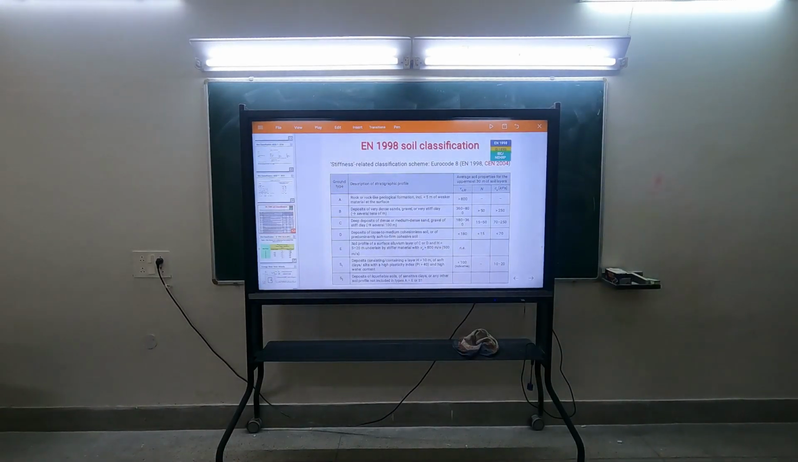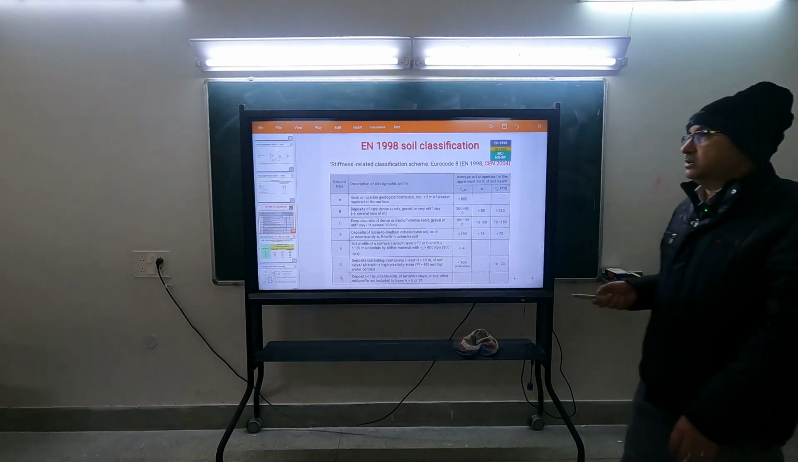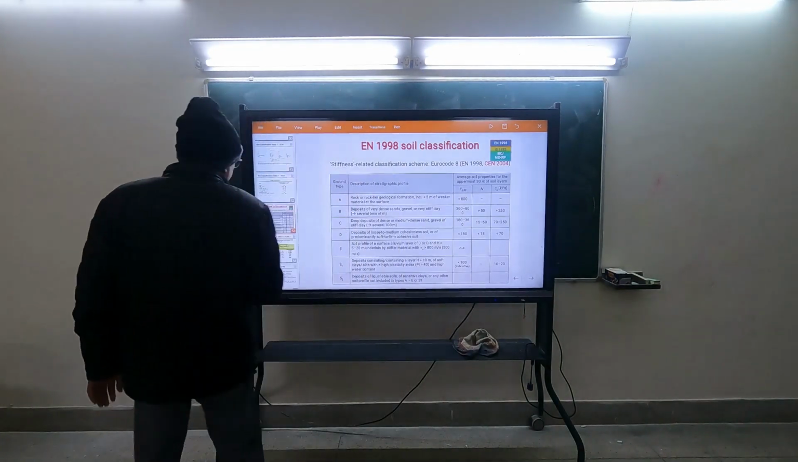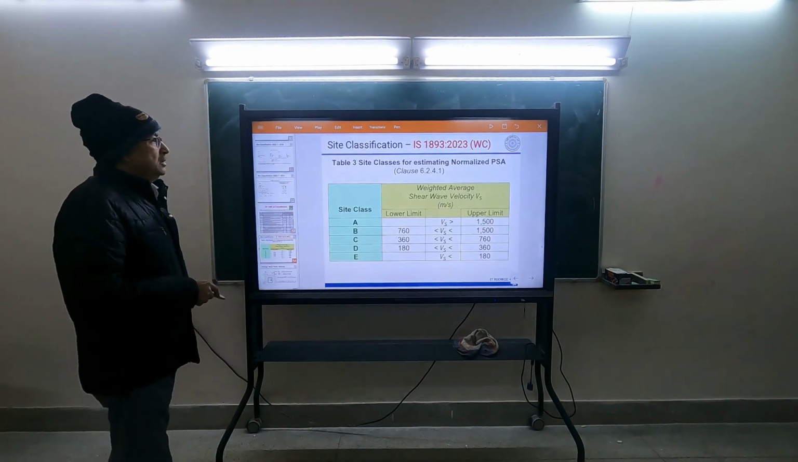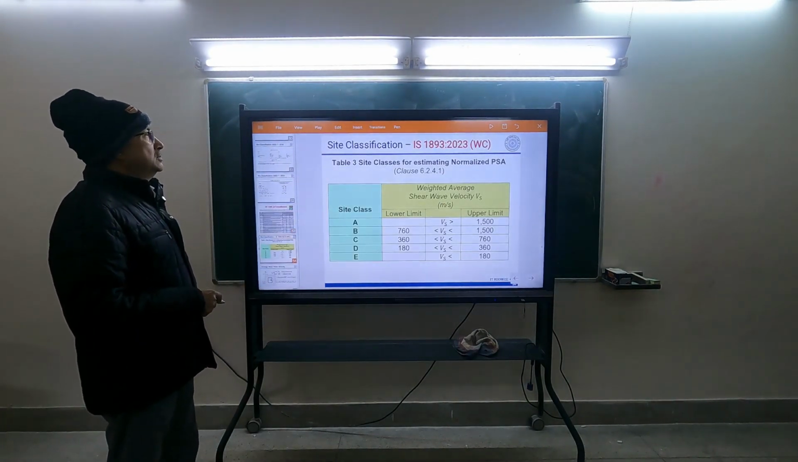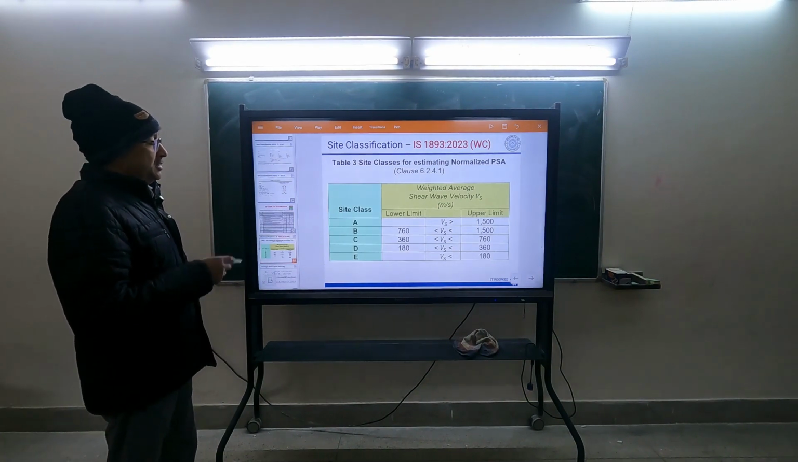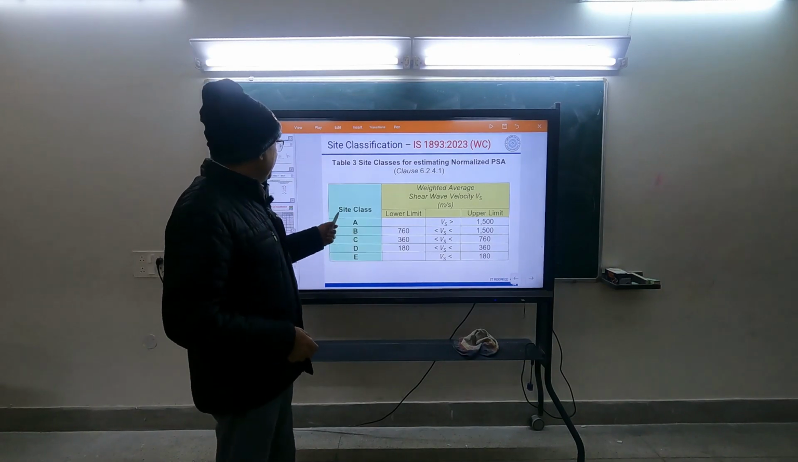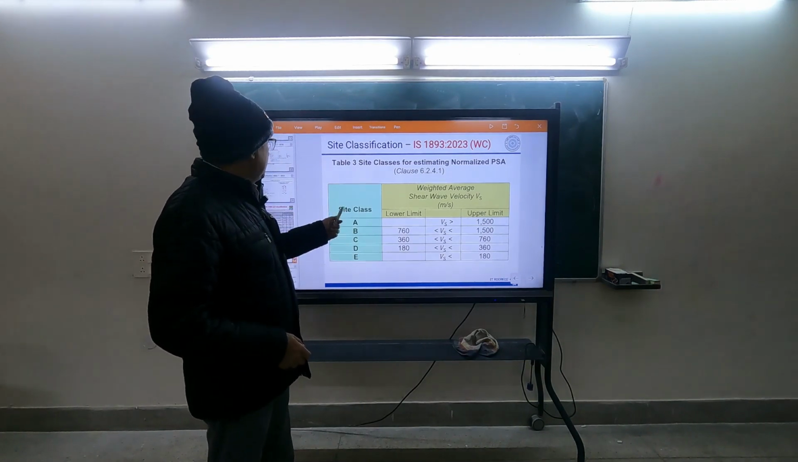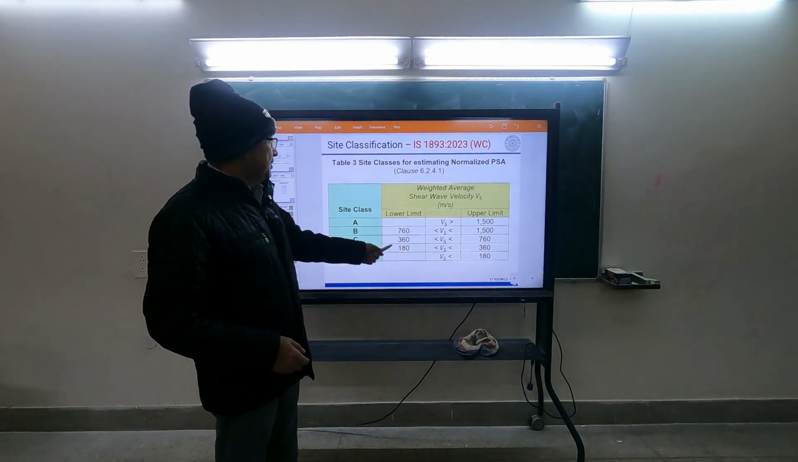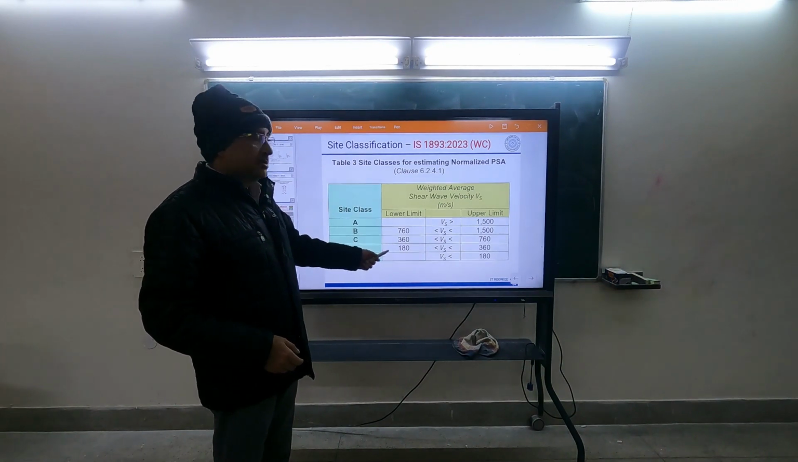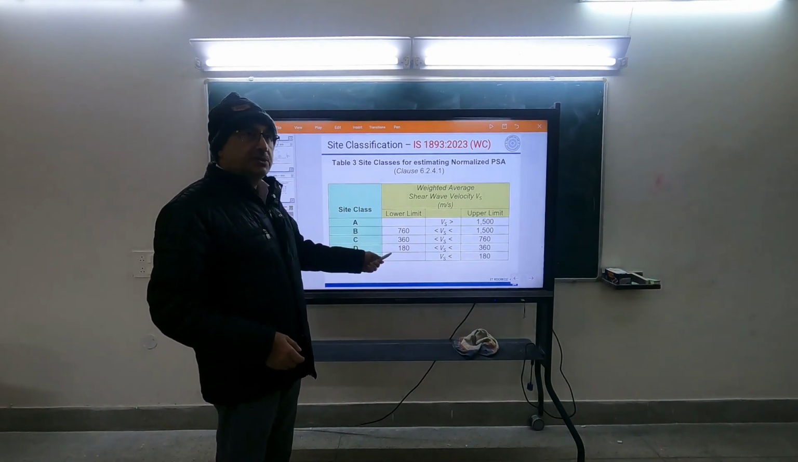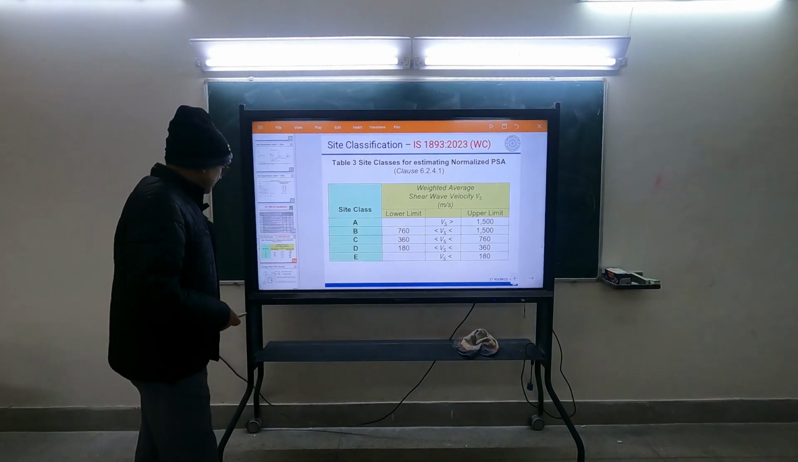So the classification is similar, used the world over. Actually it was given by NEHRP, so it is also known as NEHRP classification. And then our code, the revised code which is coming, is giving a similar classification: 760, 360 and 180. So a similar classification is used by our code also.